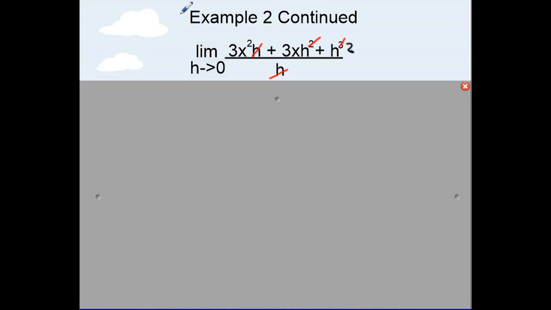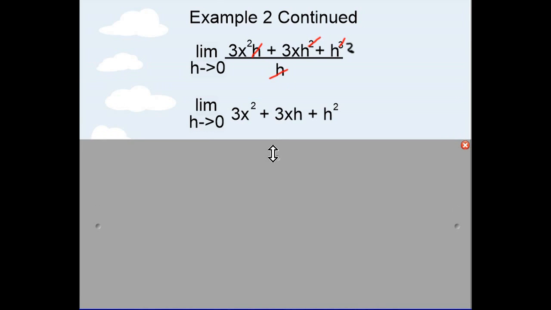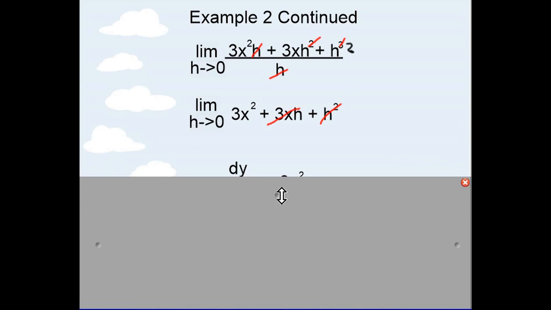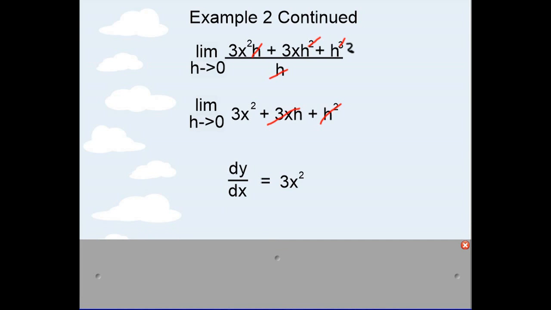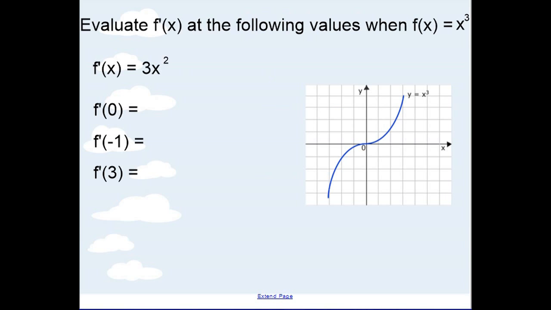Okay, so we have 3x squared plus 3x plus h squared, right? And we are taking the limit of that as h approaches 0. So what we can do is plug in 0 for everywhere that we have an h, which means we have here 3 times x times 0, so that's going to go away, plus h squared or 0 squared, so that's going to go away, and we're going to be left with dy over dx equals 3x squared. So that's going to be our derivative of the function y equals x cubed.